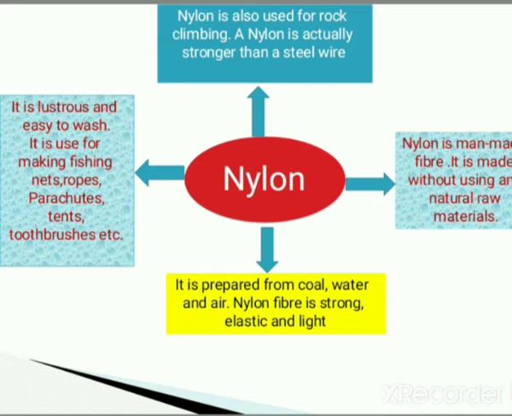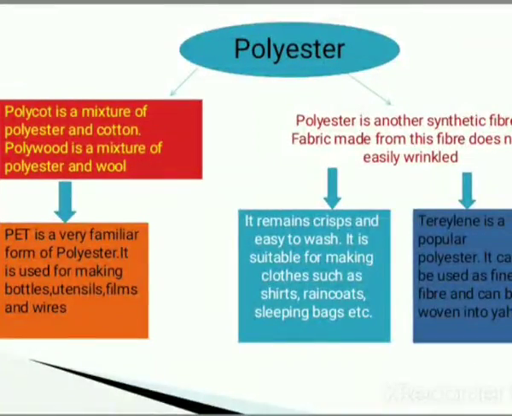Let's move on to the next type of synthetic fibers, polyester. Polyester is an artificial man-made fiber manufactured from petroleum. Polycot is a mixture of polyester and cotton. Polywool is a mixture of polyester and wool. So polyester is another synthetic fiber. Fabric made from this fiber does not easily wrinkle. It remains crisp and is easy to wash. It is suitable for making clothes such as shirts, raincoats, sleeping bags, etc.